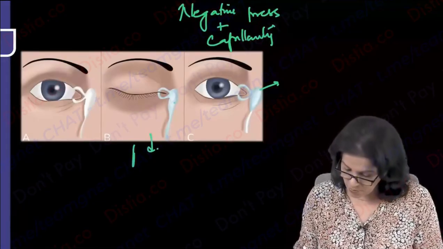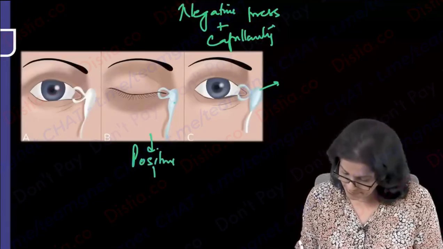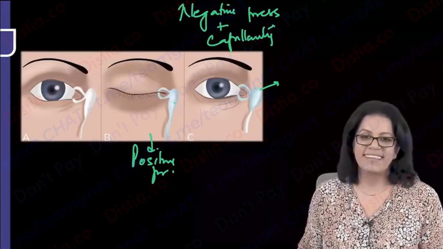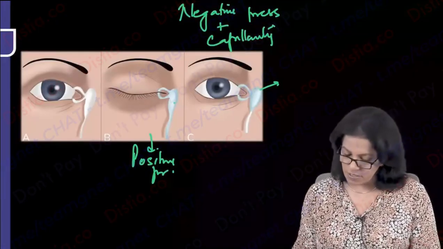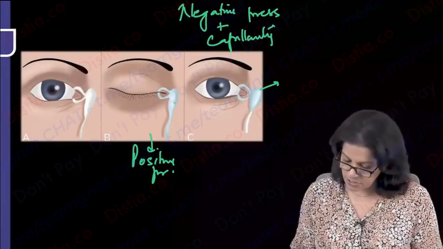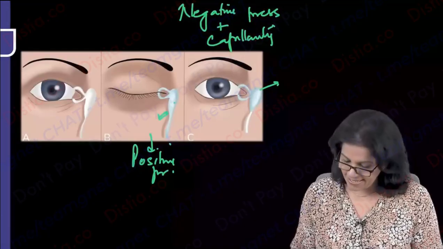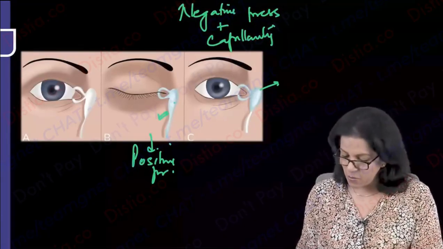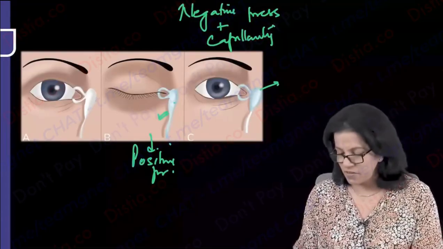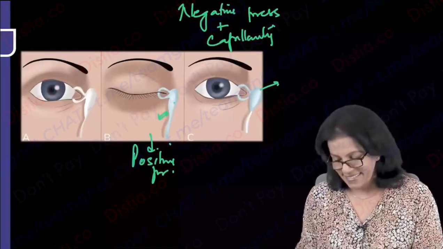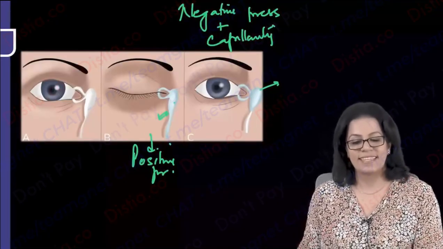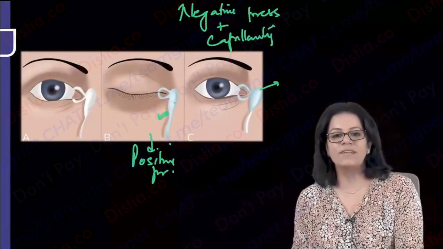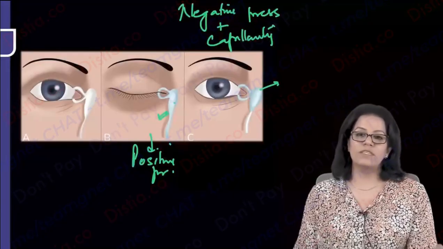So here it creates a positive pressure and here it creates a negative pressure. If you want to write, you can note that in the closed eye there is a positive pressure so that this tear is finally going into your nasolacrimal duct, and then when you open the eyes, due to the negative pressure, there is refilling of the lacrimal sac. I hope it's clear. You can note it down. Yeah.